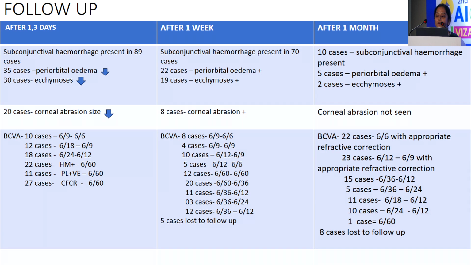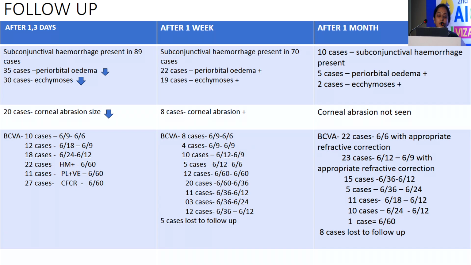After 1 month we found that in 10 cases only subconjunctival hemorrhage was present, in 5 cases periorbital edema was still present even after 1 month, and in 2 cases ecchymosis was still present. Corneal abrasion was not seen in any of the cases. The best corrected visual acuity improved to 6/6 with appropriate refractive correction in 22 cases, whereas in 1 case the visual acuity did not improve and remained at 6/60.